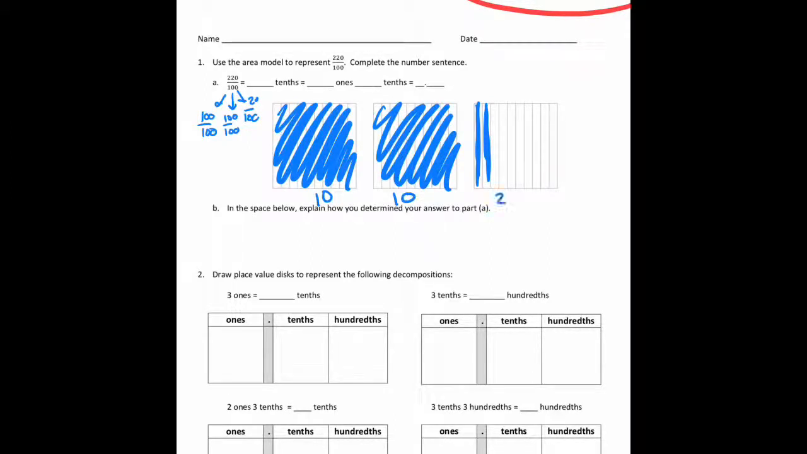Well, the question asked me how many tenths it is. Well, each of those wholes is 10 tenths, and I have 2 over here, so that's 22 tenths. And then it's actually 2 whole ones with 2 tenths left over, which as a decimal would be 2.2.